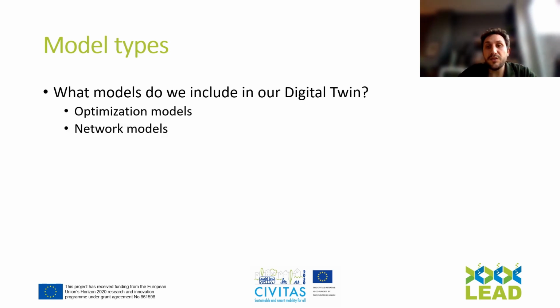We can also have network models. What do network models do? Well, network models take shipments or routes, and they plot them down onto the network. In this way, we can translate a shipment that a certain logistics service provider has into an effect, into a vehicle in the city, so we can measure the impact.